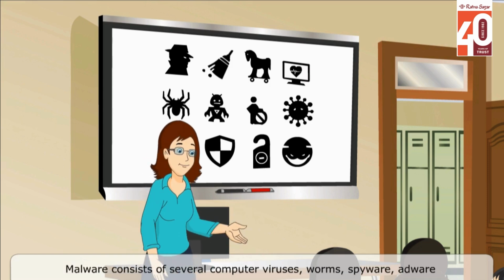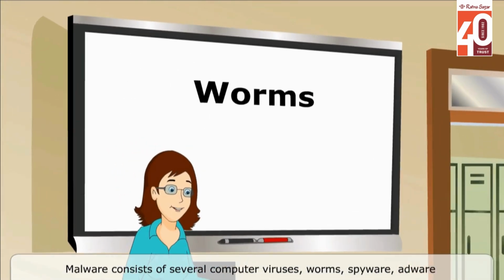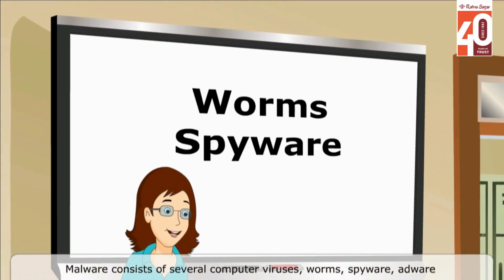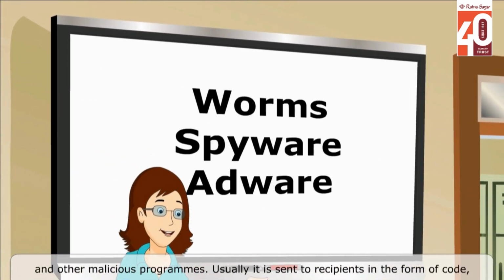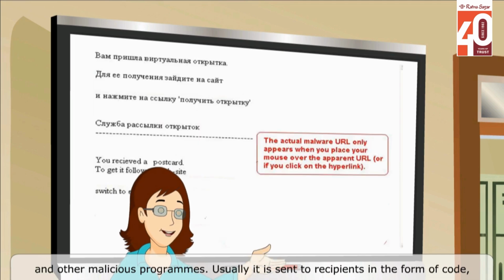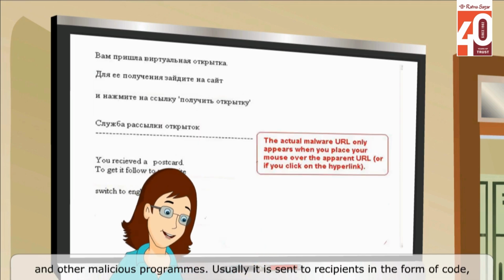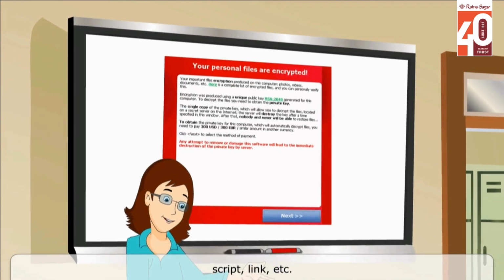Malware consists of several computer viruses, worms, spyware, adware, and other malicious programs. Usually, it is sent to recipients in the form of code, script, link, etc.